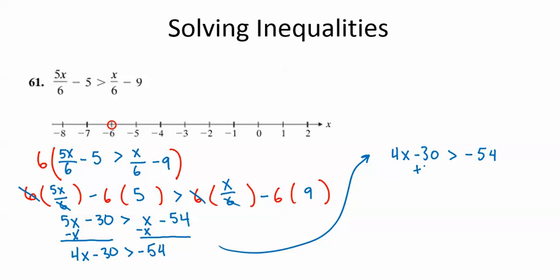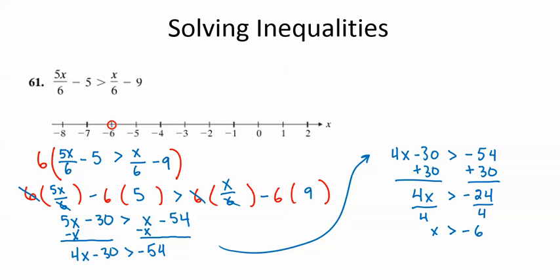If I add, rather, 30 to each side, I will end up with 4x is greater than negative 24. This time I'm not dividing by a negative number, so I don't have to reverse the direction of the inequality, and I get x is greater than negative 6.